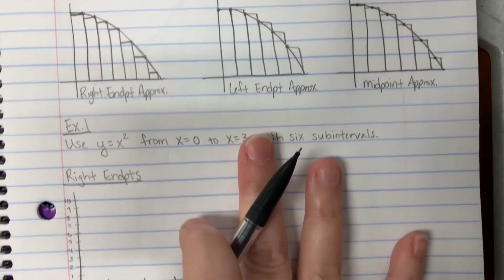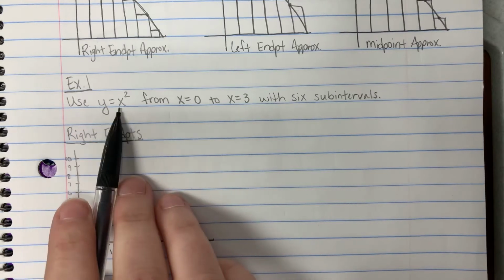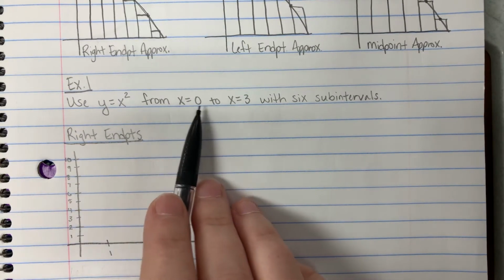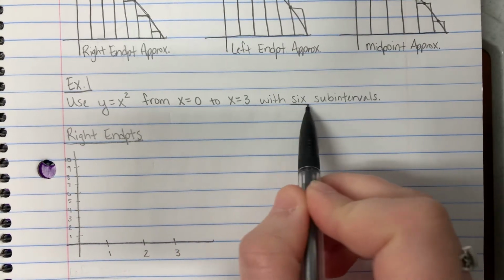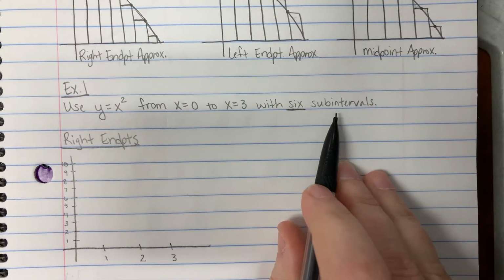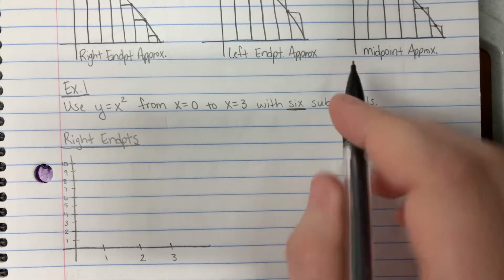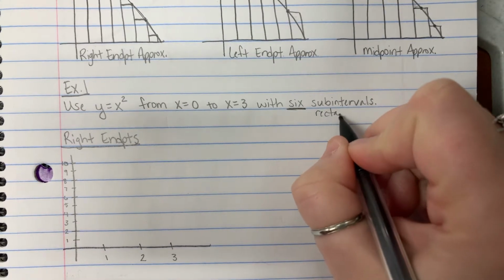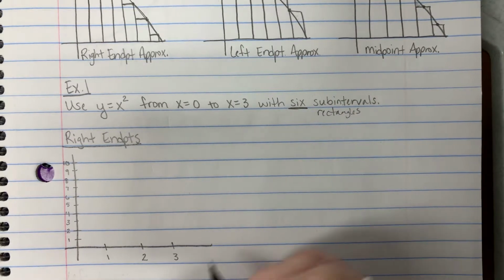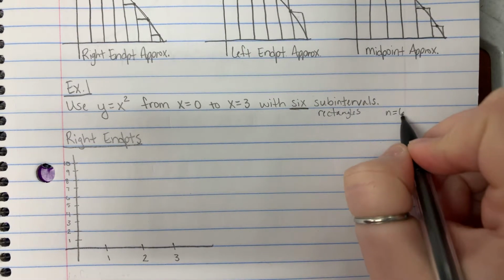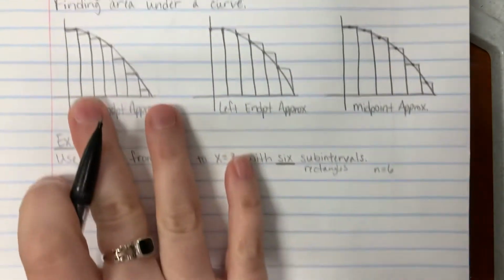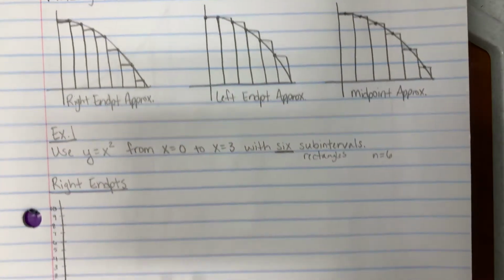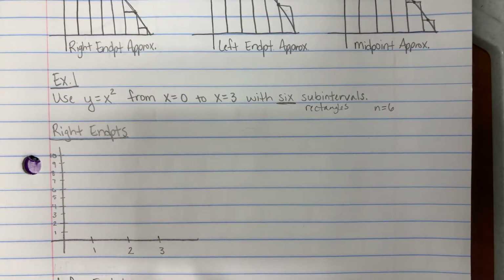Okay, so then how do we do this? So this first one, use this curve, and they want me to talk about it from 0 up to 3 for my x values, and they want me to have 6 subintervals. Now they have a few different ways to say this. 6 subintervals could mean 6 rectangles. It's the same thing. They could also say that n equals 6 still means the same thing. All of those things mean I'm going to have 6 of these rectangles underneath here that I need to find the areas of in order to approximate my area.